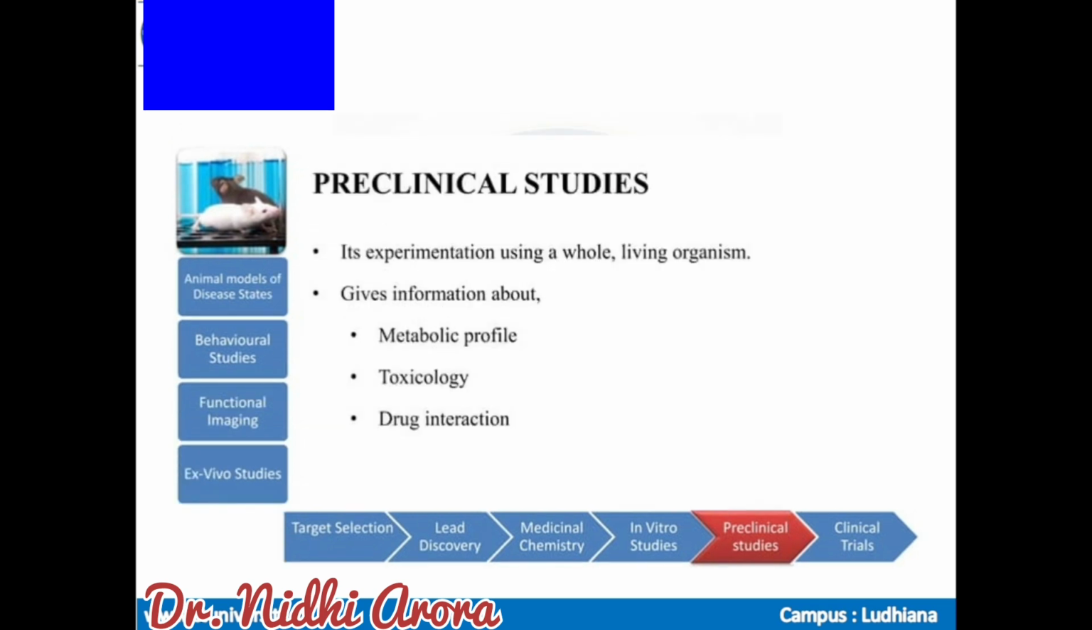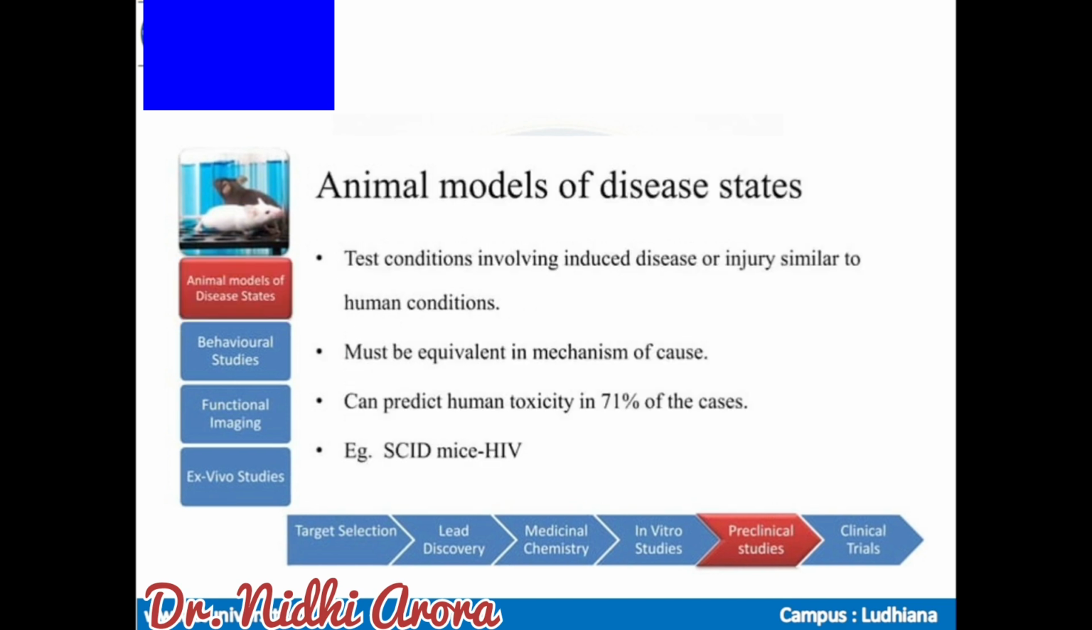After that, in vivo preclinical study is experimentation using a whole living organism. It gives information about its metabolic profile, its toxicology profile, and the drug-drug interactions. So in an animal model of disease state, the test condition involves induced disease or injury similar to the human condition, which must be equivalent in mechanism of cause, and it can predict toxicity in 71% of the cases. For example, SCID, a severe combined immunodeficiency mouse, for HIV.